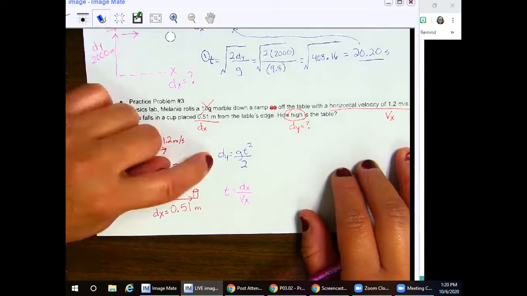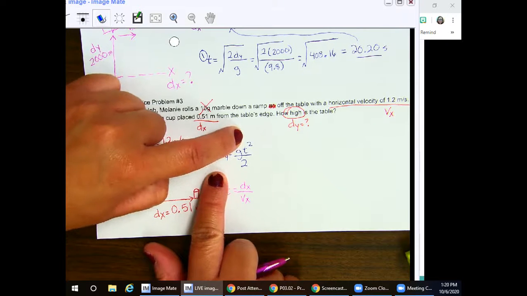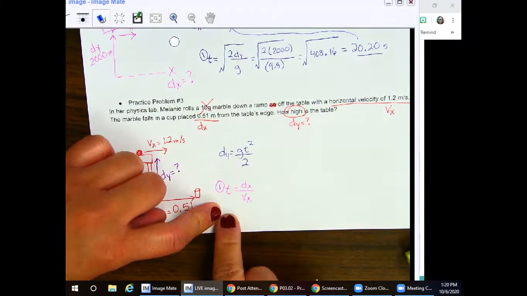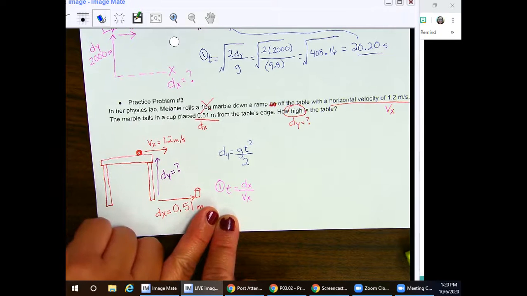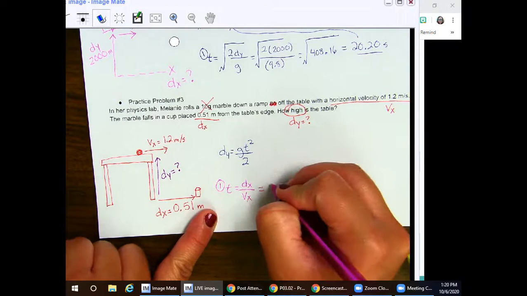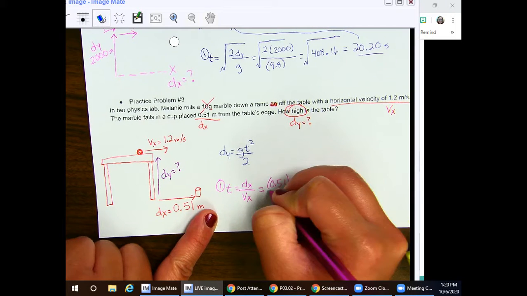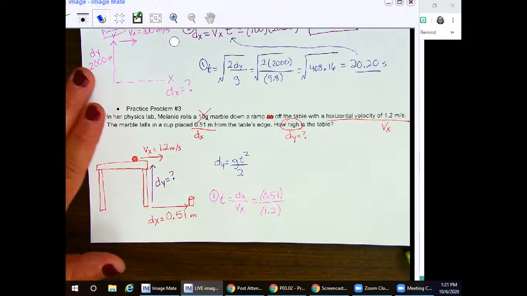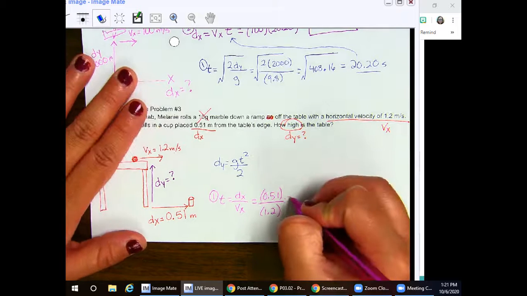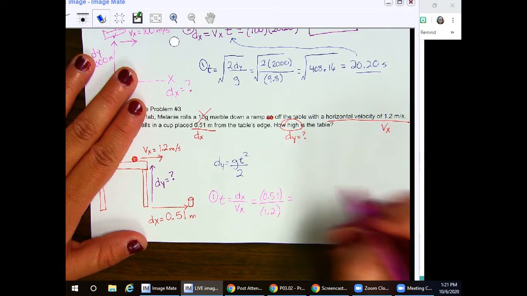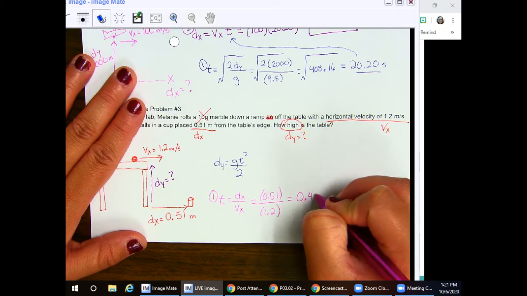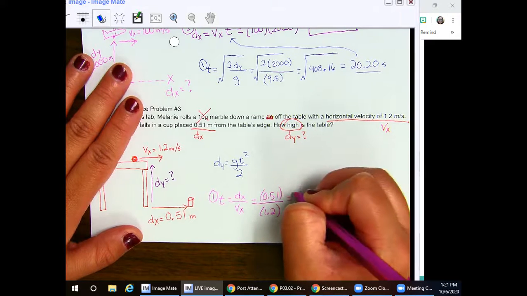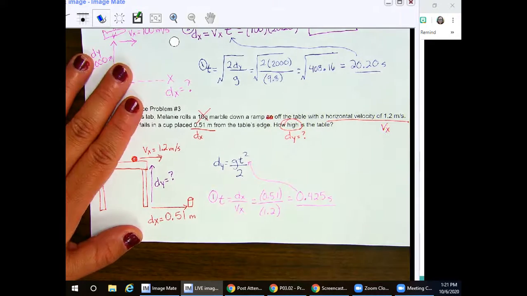All right, so again, we need to solve for dy, so we're going to use g t squared over 2. But we don't have time, so first we're going to solve for time using our formula dx over Vx. Our dx we said was 0.51. Our Vx we said was 1.2. So 0.51 divided by 1.2 gives you 0.425 seconds. And this time is going to help us solve for dy.